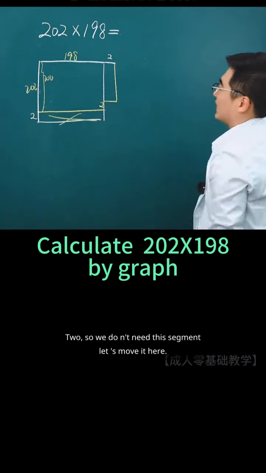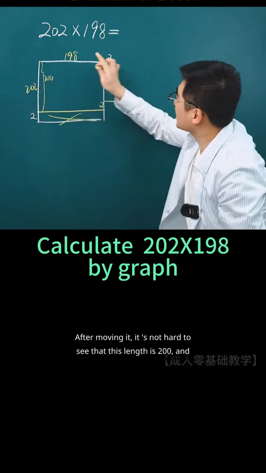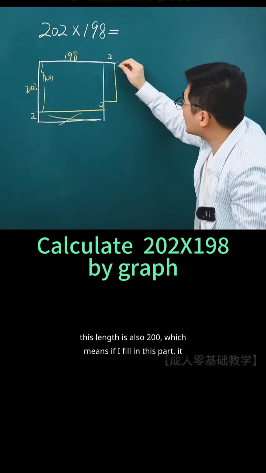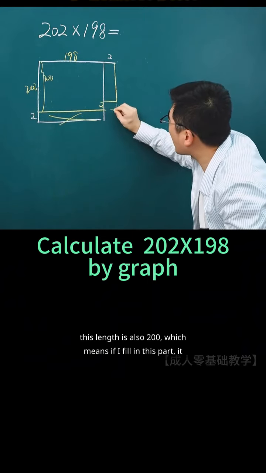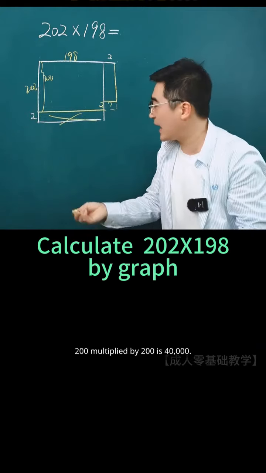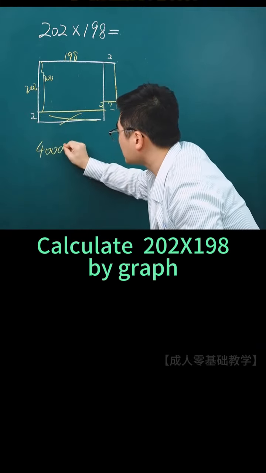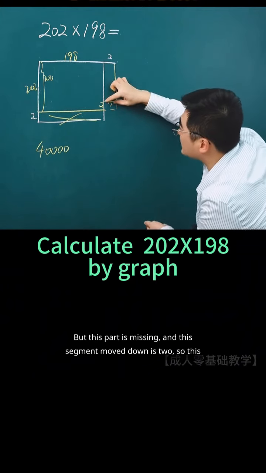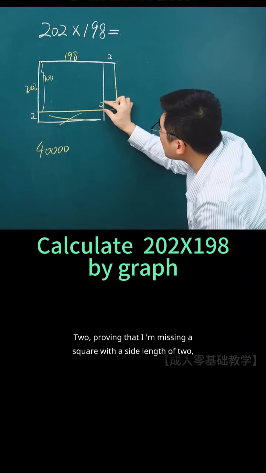Let's move it here. After moving it, it's not hard to see that this length is 200, and this length is also 200, which means if I fill in this part, it becomes a square. 200 multiplied by 200 is 40,000. But this part is missing, and this segment moved down is 2. So this part is also short.